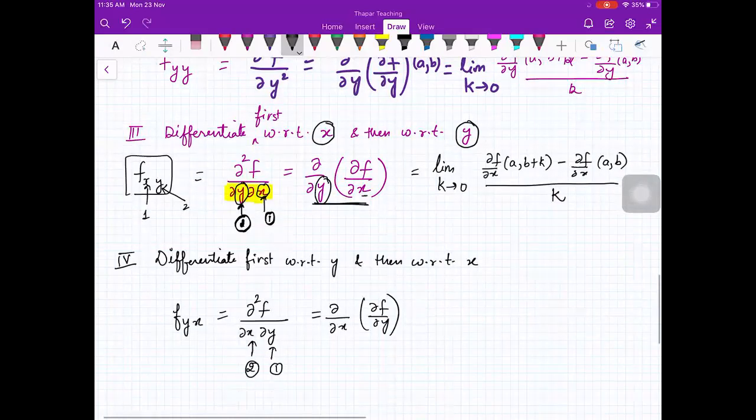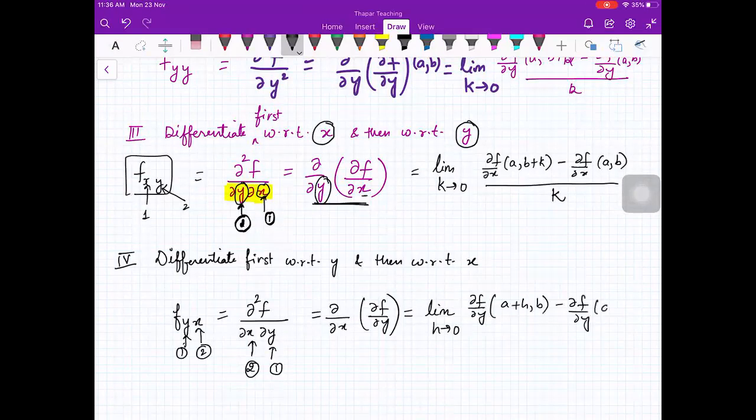By definition, this is the limit h going to 0 of curly f by curly y at (a plus h, b) minus curly f by curly y at (a, b), upon h. Is that okay? Is that clear to everybody? Yes, ma'am.